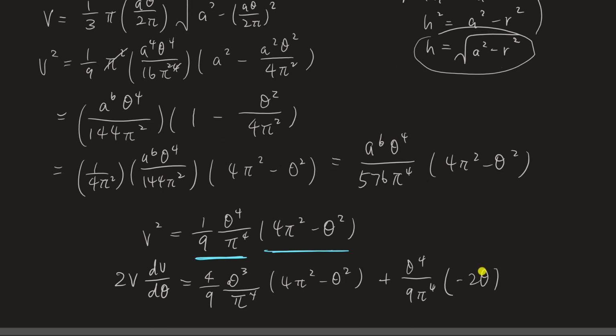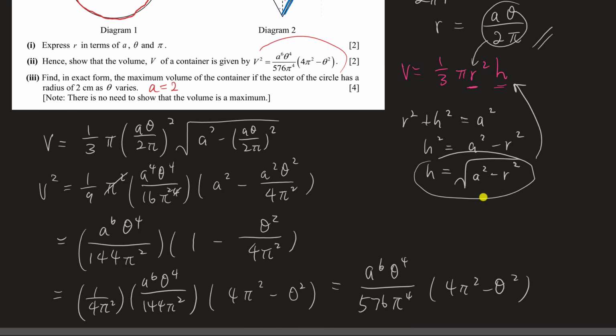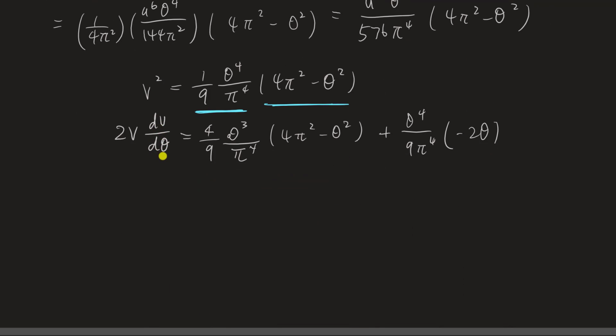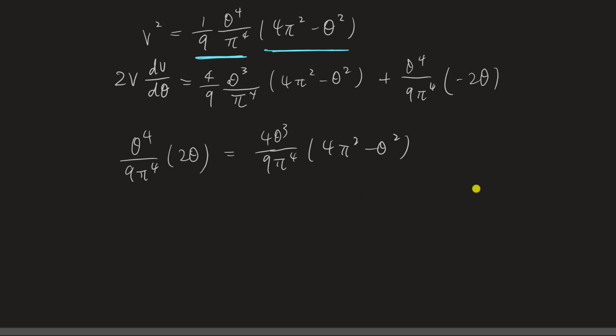Because they want the volume of the container to be a maximum, all you need to do is set dv/d theta equal to 0, and we bring this to the left hand side, which will give us theta to the power 4 over 9 positive 2 theta, because I brought it over. This will give me 4 over 9 theta cubed pi to the power 4, times 4 pi squared minus theta squared. Now let's do some cleaning up. This is gone, this is gone.